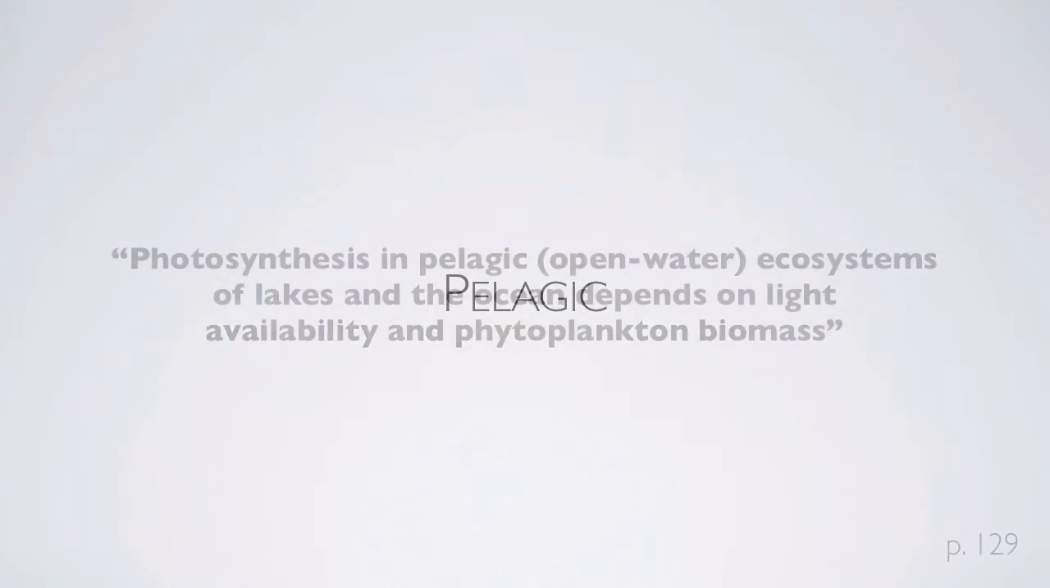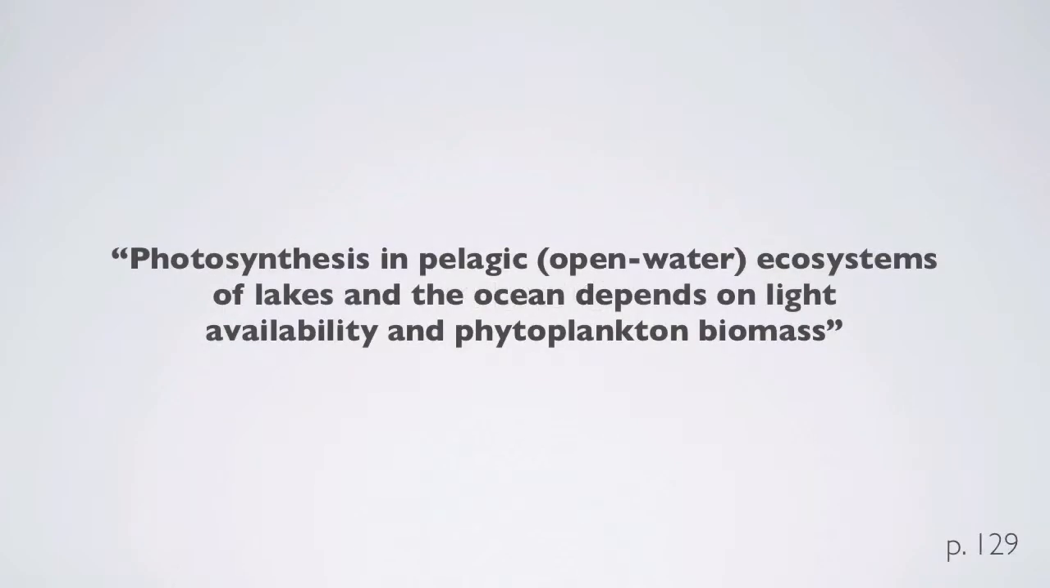To begin to take a look at patterns of light acquisition and photosynthesis within ecosystems, we'll start with pelagic systems. Photosynthesis in pelagic, which means open water, ecosystems of lakes and the ocean depend on light availability and phytoplankton biomass. So just how we think about photosynthetic rates are going to be determined by how much leaf area you have and how much light is coming down in a forest, for example.